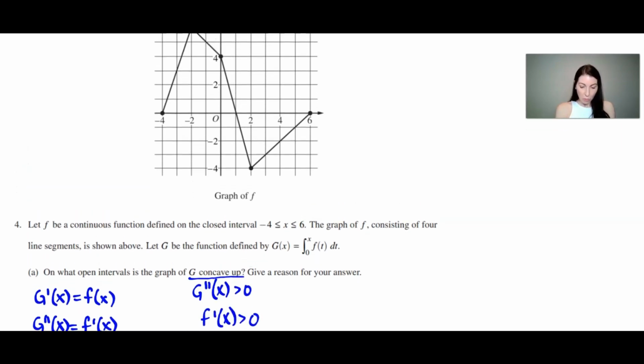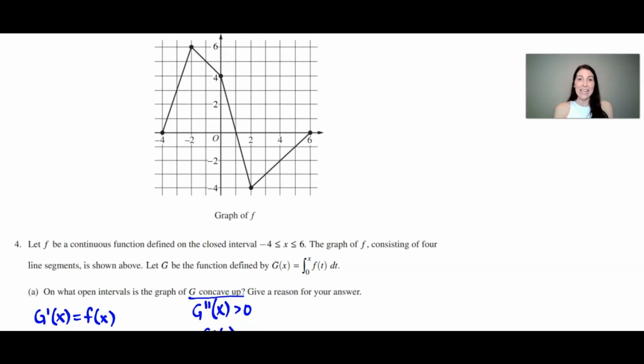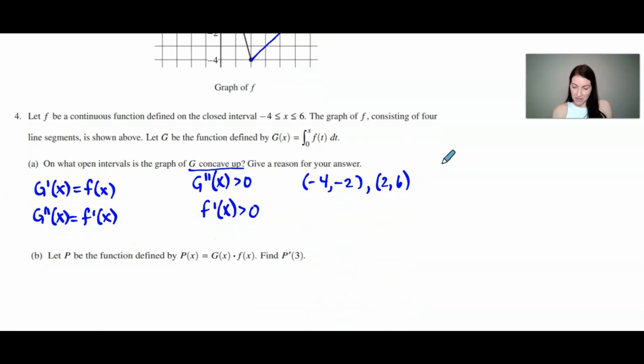So that's going to be when my original graph that I'm given is increasing. That would be on the open interval from -4 to -2, because that would be all right here, when f prime of x is positive or f is increasing, and that's also going to be on the open interval from 2 to 6. And the reason for my answer is because g double prime of x, which is the same thing as f prime of x, is greater than 0.